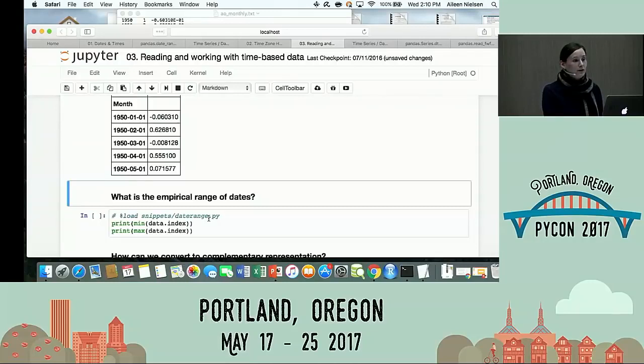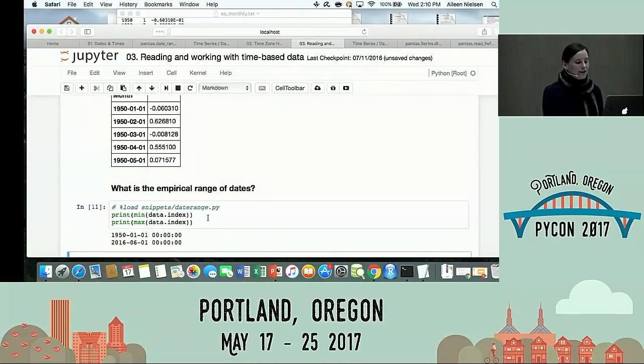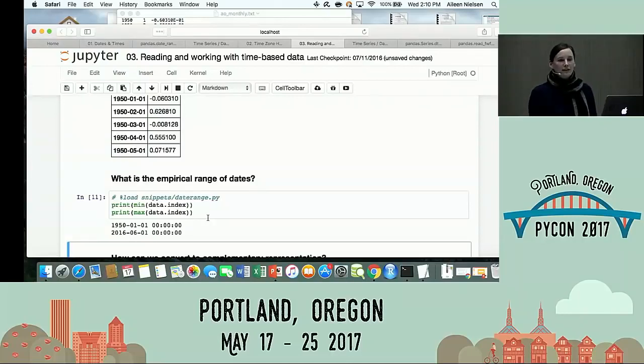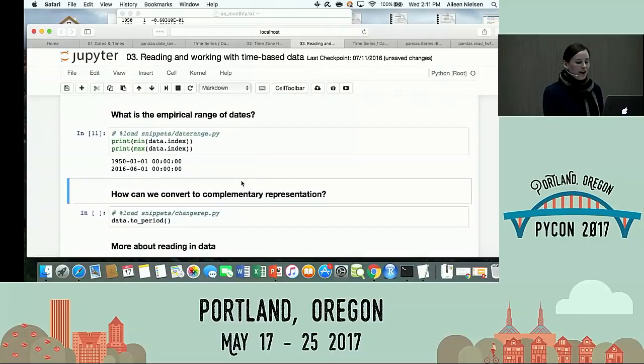Now that I've got a month and a value in an index that is time-based, I can actually find out some useful information, right? Assuming I got this and I don't even know what I've got, I can find out quickly what my min and max are, right? So get an idea of what time span I'm looking at for this data.